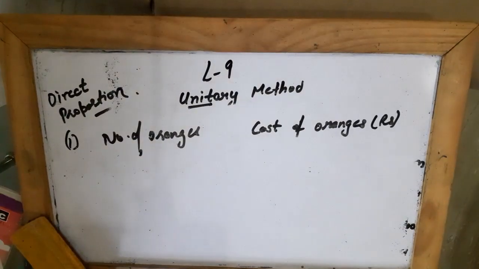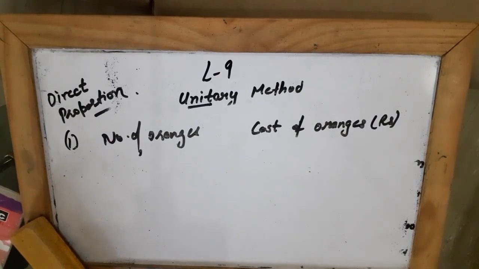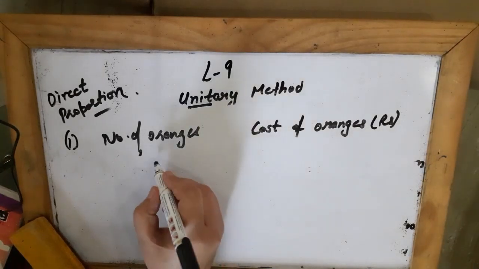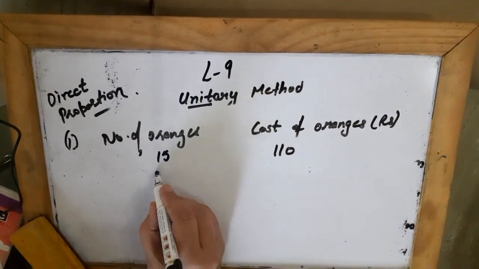Now we come to the first question of your exercise 9A. So already I have solved this question by using the unitary method. Now I will do this question by using the proportional method. Okay, so now they are saying that 15 oranges cost rupees 110. What do 39 oranges cost?